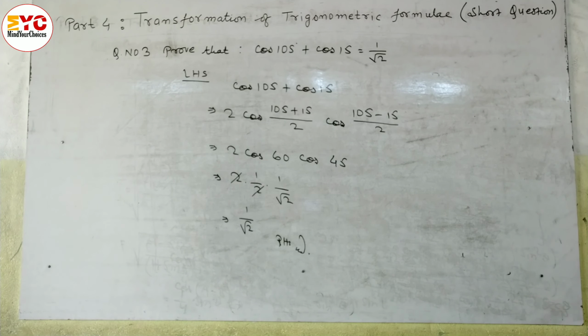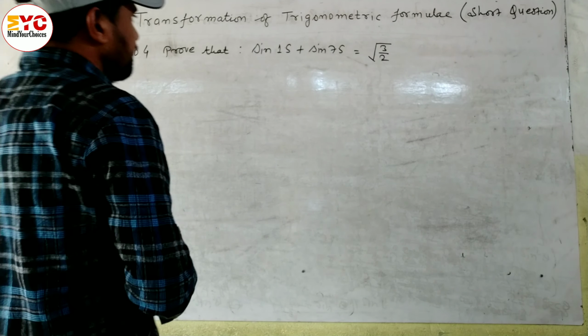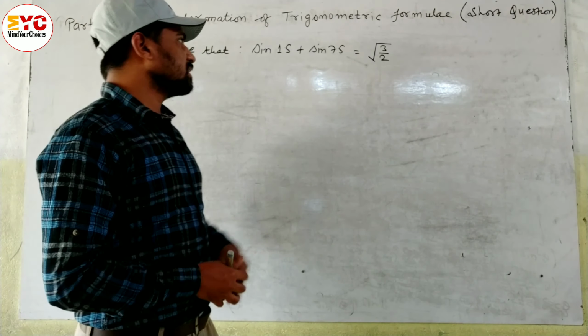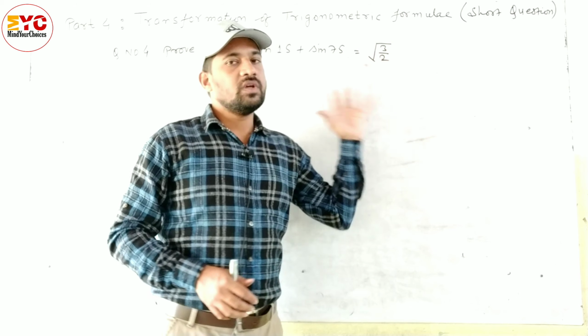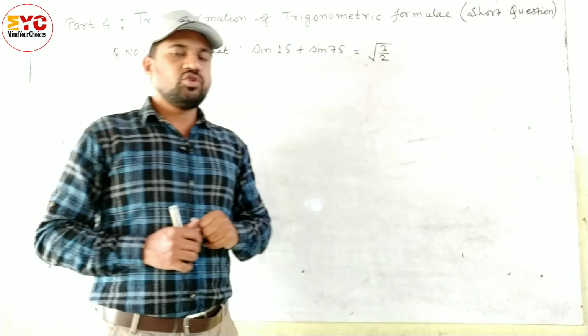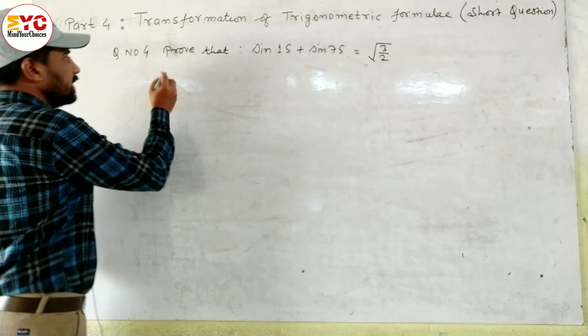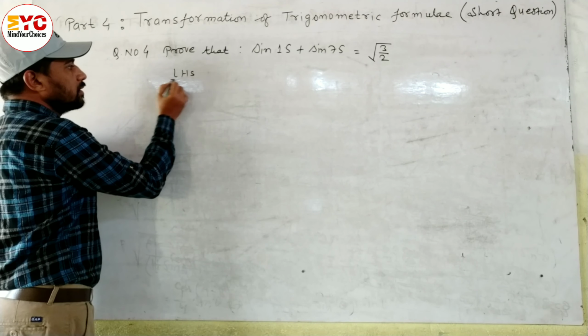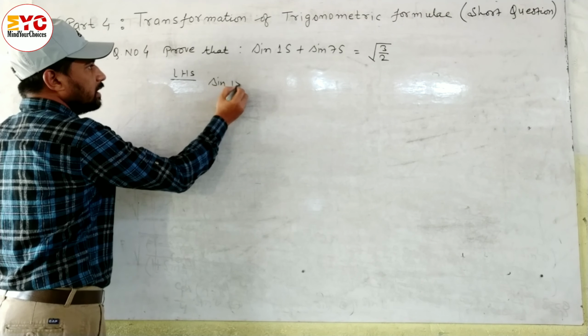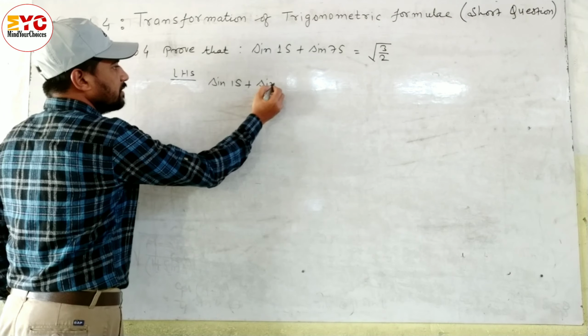And look at question number 4. Prove that sine 15 plus sine 75 is equal to root under 3 by 2. This type of question you will get 2 marks. Okay. Take LHS here: sine 15 plus sine 75.